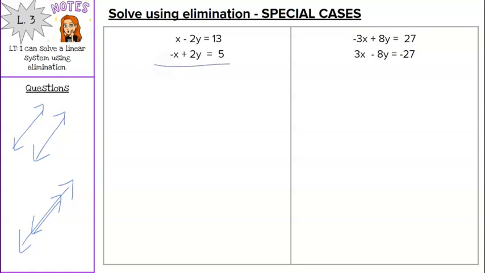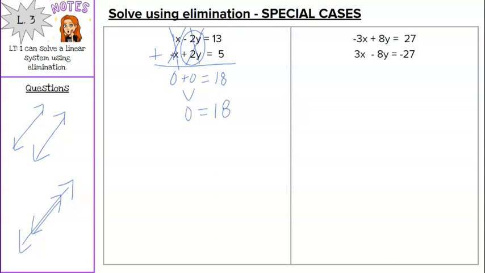When I add up these 2 equations here, I have x minus x, or 1x minus 1x. And that makes 0. I don't have any x's left. And then here I have negative 2y plus 2y. Well, negative 2 plus 2 is also 0. So I have 0 plus 0 equals 13 plus 5 is 18. 0 plus 0 is 0. 0 equals 18.